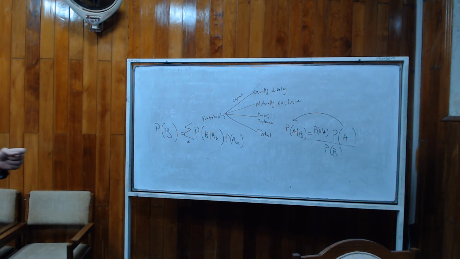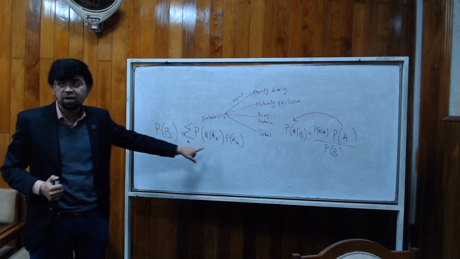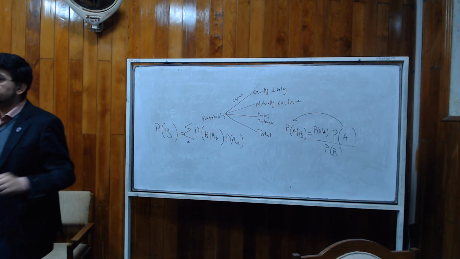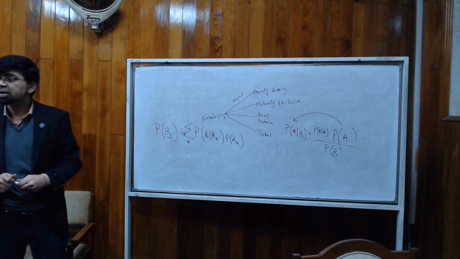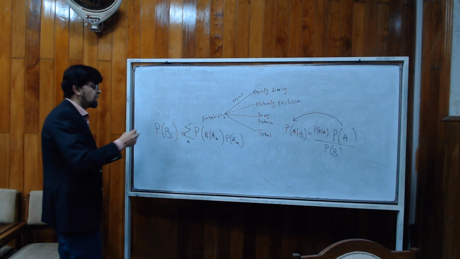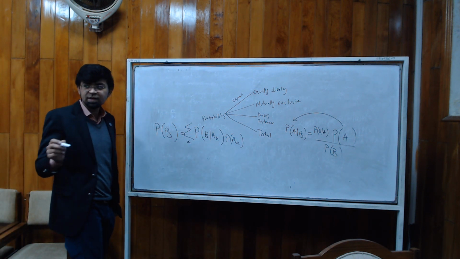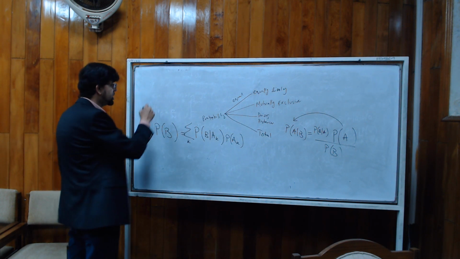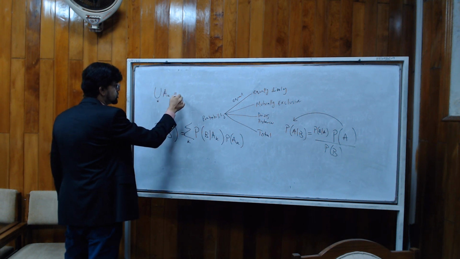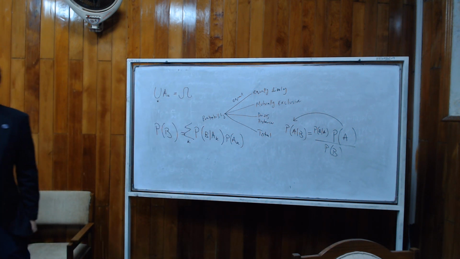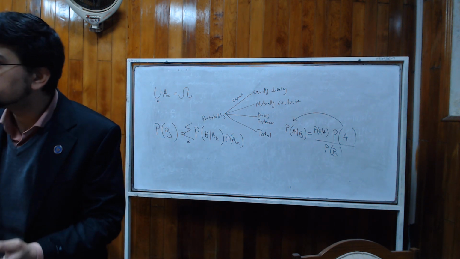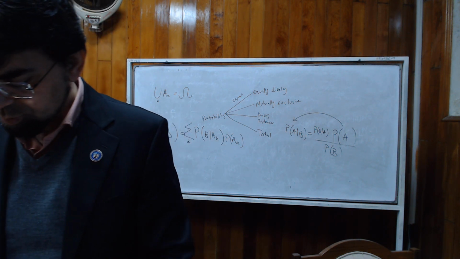What were the conditions on these A's? This is not true in general. The A's have to meet some conditions for this total probability to hold. What were the conditions? The A's should span the sample space. So the union of all A's should be omega. Why is that required? Otherwise you have missed some possibility, right? Then you will not get the total probability because you have skipped some probability.